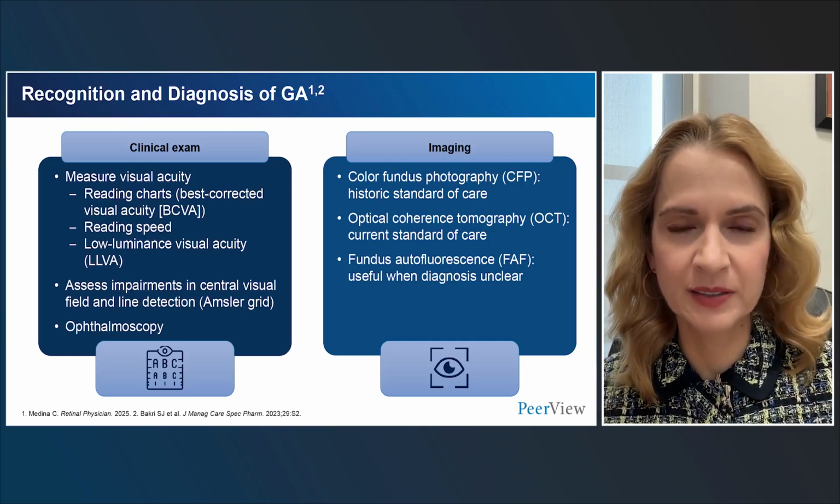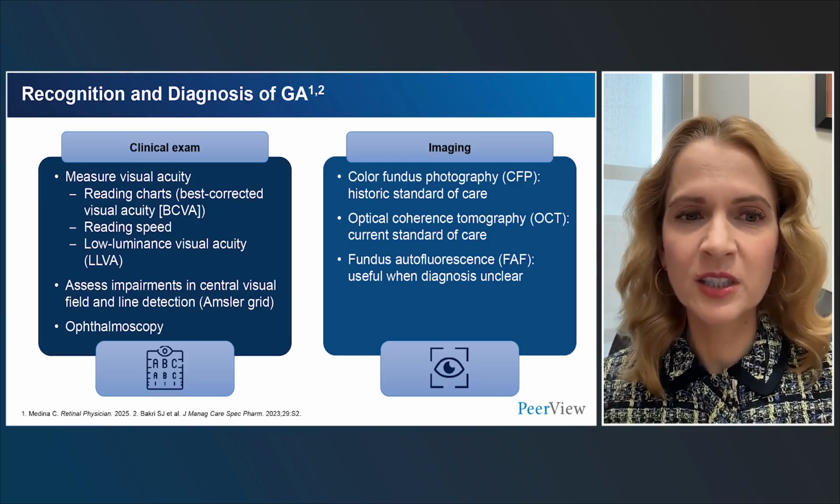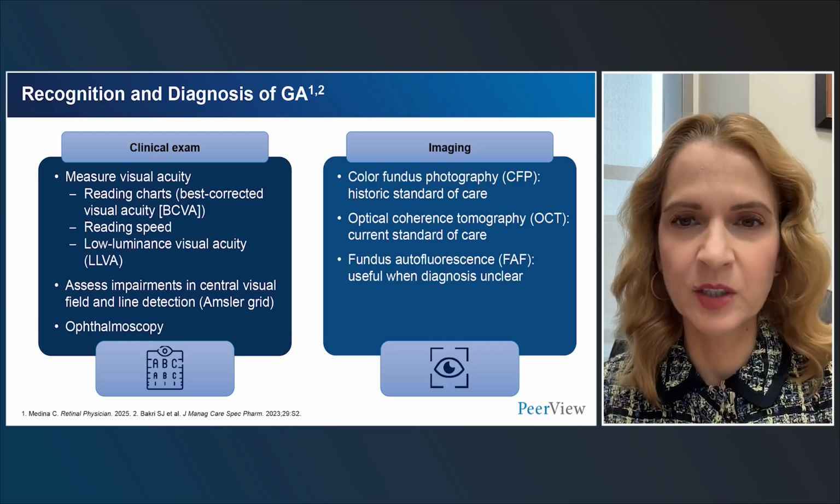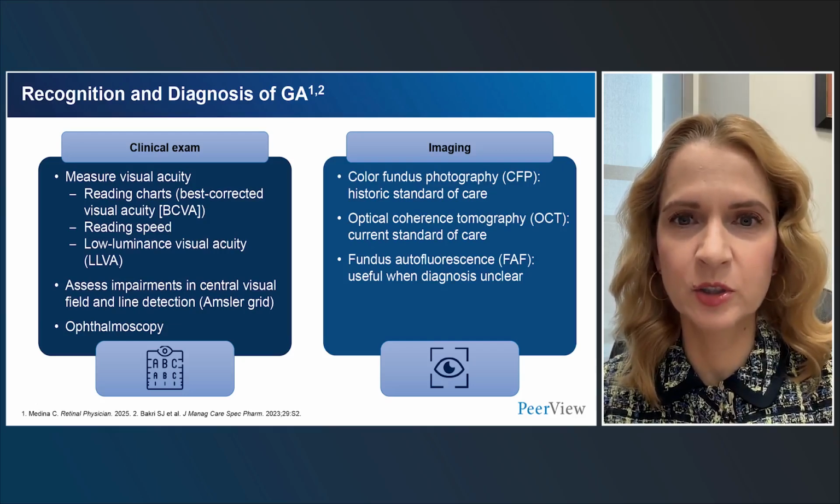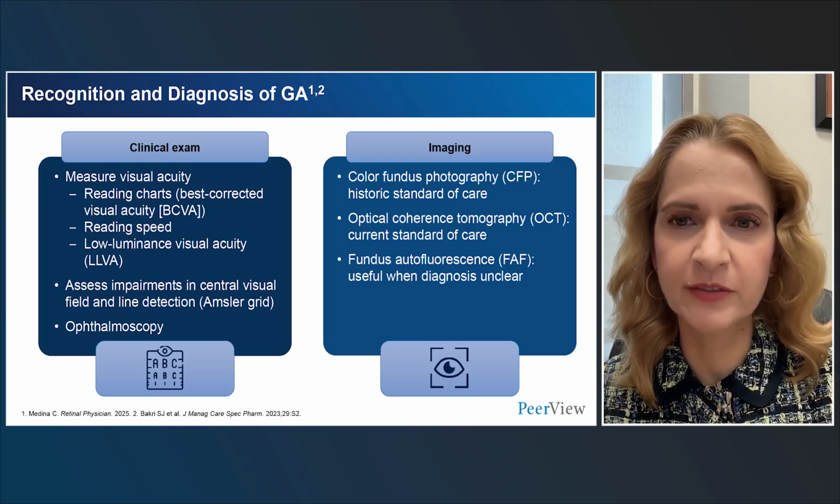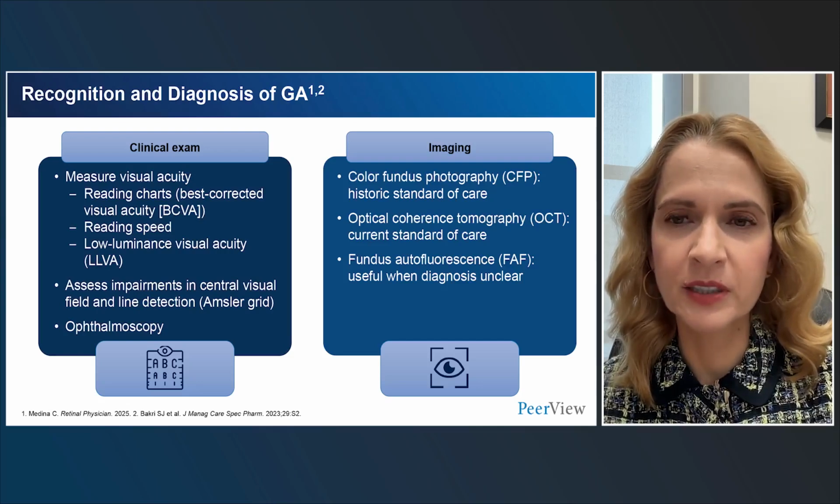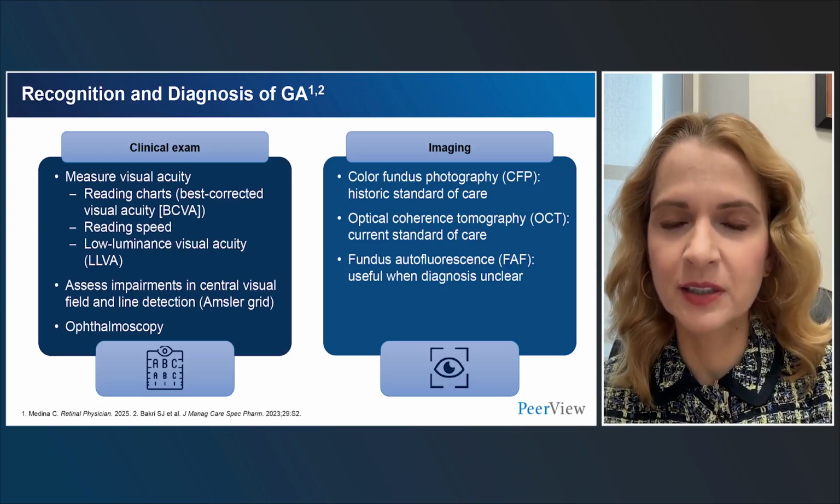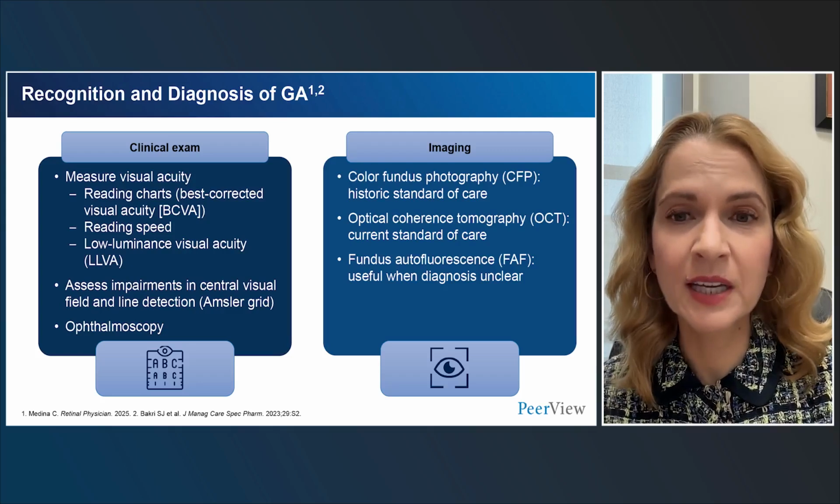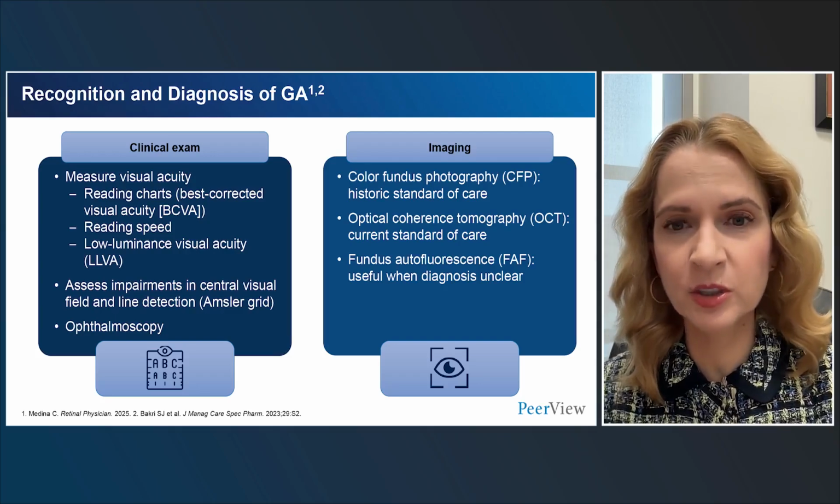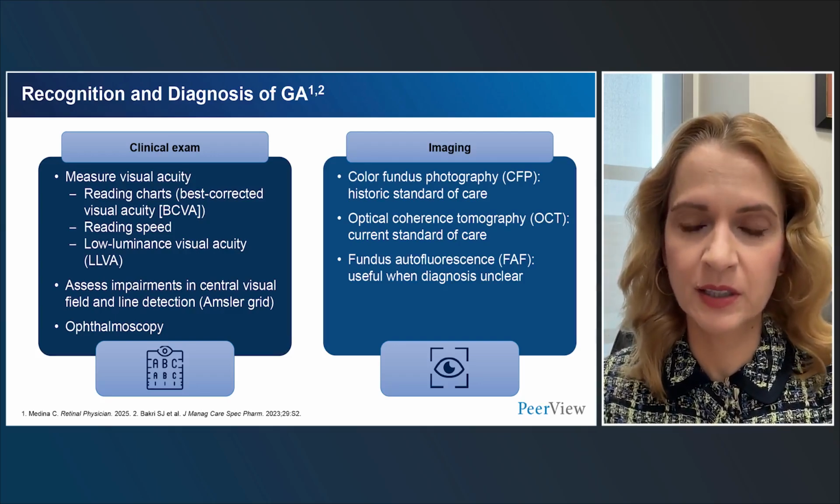Indirect ophthalmoscopy is next. On imaging, we can use a number of tools available in the armamentarium in the ophthalmology clinic, starting with color fundus photography. This has been the historic standard of care for diagnosis of geographic atrophy, but this is changing over time. Optical coherence tomography is the current standard of care and increasingly supplanting the use of color fundus photography. Fundus autofluorescence is important in prognosticating progression of geographic atrophy, and it's extremely useful when the diagnosis is unclear.